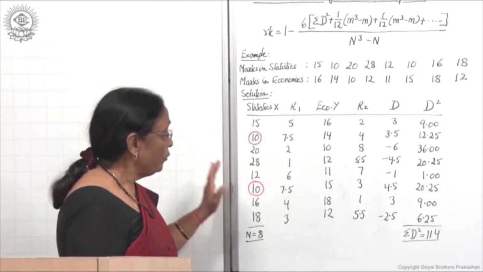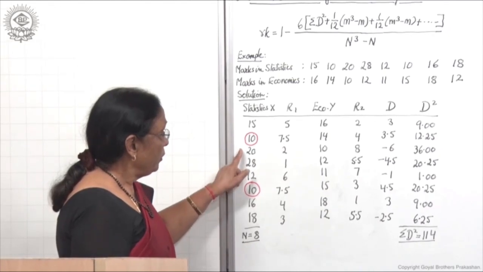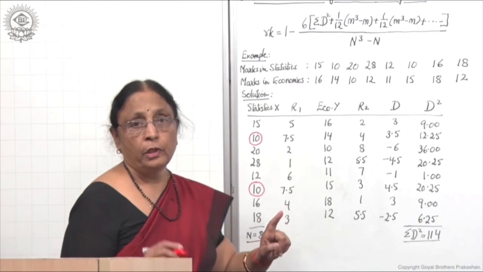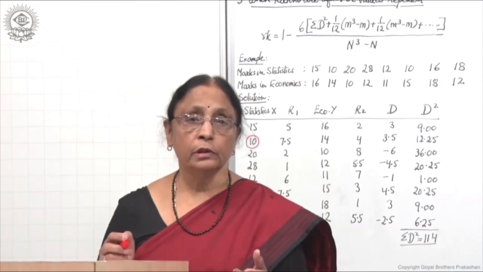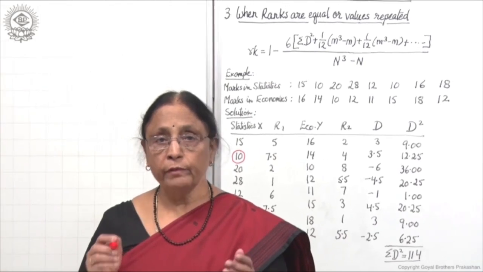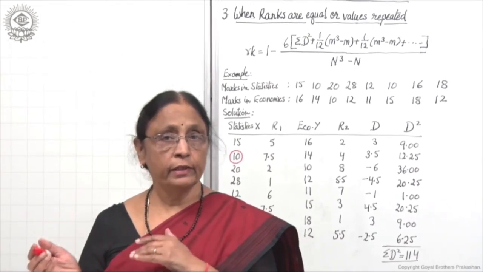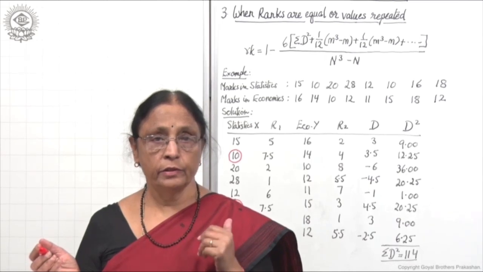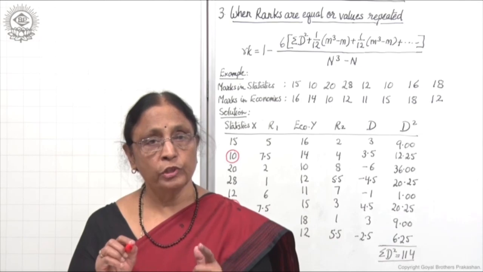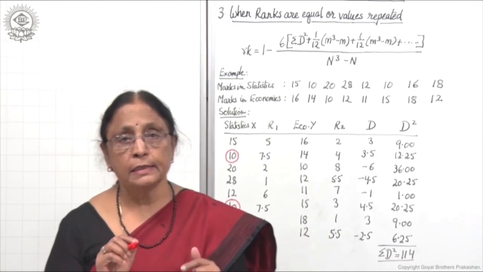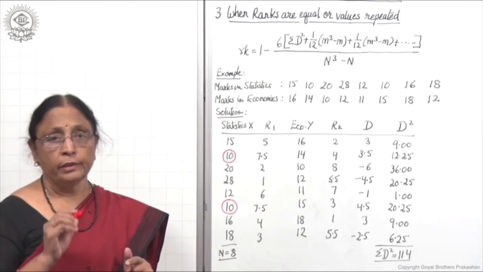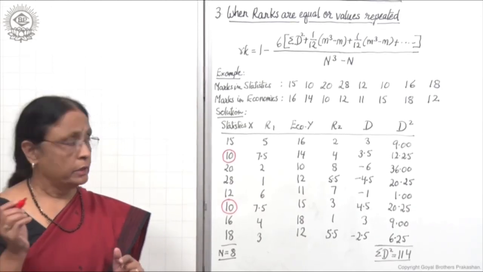Now what we will do? We will give 7.5 to both, and we will skip the 8th rank, okay? So nobody will get 7th rank, nobody will get 8th rank in this situation, and both the repeated marks, both the children will get 7.5, right? Neither 7 nor 8, 7.5.